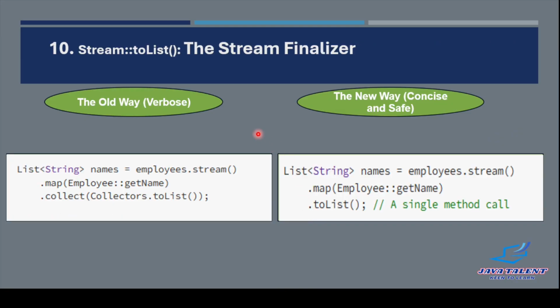Next one, last but not least, Stream.toList. This is the stream finalizer. The old way is verbose, the new way is concise and safe. See here: List<String> names = employees.stream().map(Employee::getName).collect(Collectors.toList()). The simple way: List<String> names = employees.stream().map(Employee::getName).toList(), a single method call. No more .collect(Collectors.toList()); that is the way we can use here.